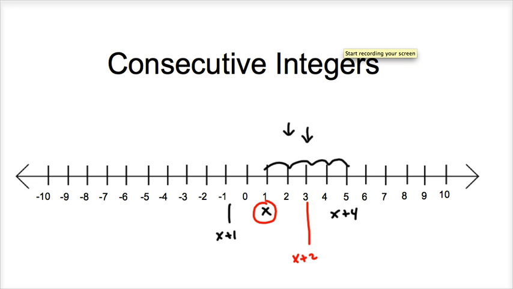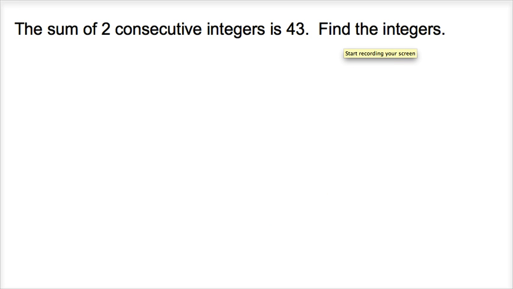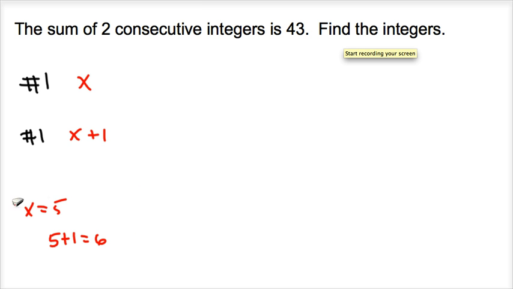Alright, so let's take a look at some examples and see how this comes into play. The sum of two consecutive integers is 43. So again, we're talking about two different numbers here. If my first integer is x, the next consecutive integer would be x plus 1. Hypothetically, if x was 5, the next integer would be 5 plus 1, which is equal to 6. So now we have our two consecutive integers, x and x plus 1.